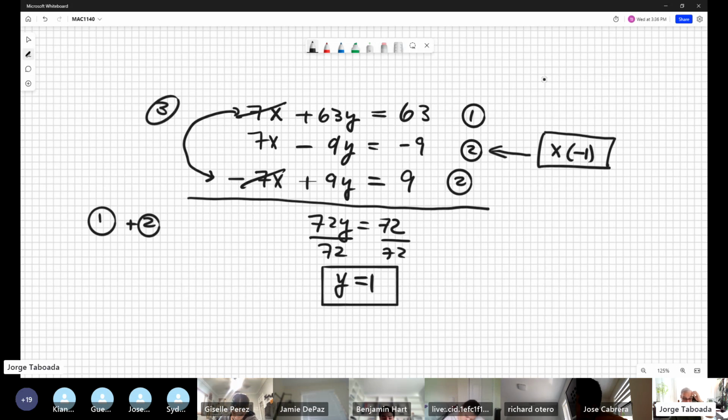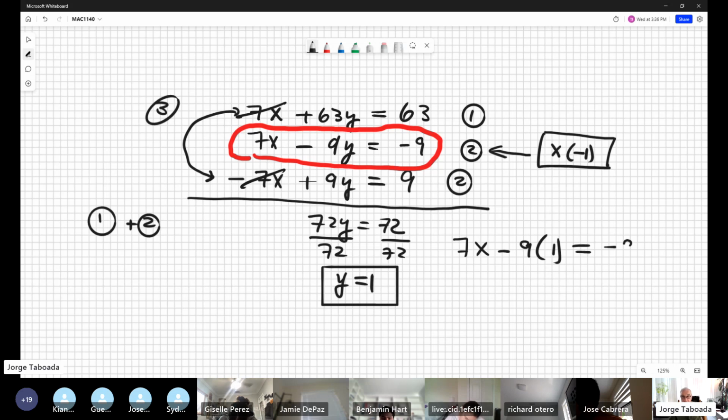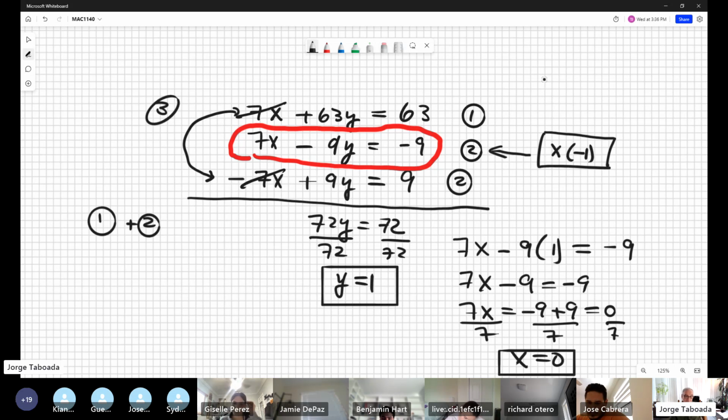Therefore, to find the x value, I pick arbitrarily. Because let me finish. I take, for example, equation 2. I don't know why I like this; I suppose it's because it's easy. So you plug in 7x minus 9 times 1, because y is 1, equals negative 9. 7x minus 9 equals negative 9. 7x is equal to minus 9 plus 9, which is 0. Divided by 7 both sides is obviously 0. Therefore, the solution of our system is located at the point (0, 1), which is option A again.